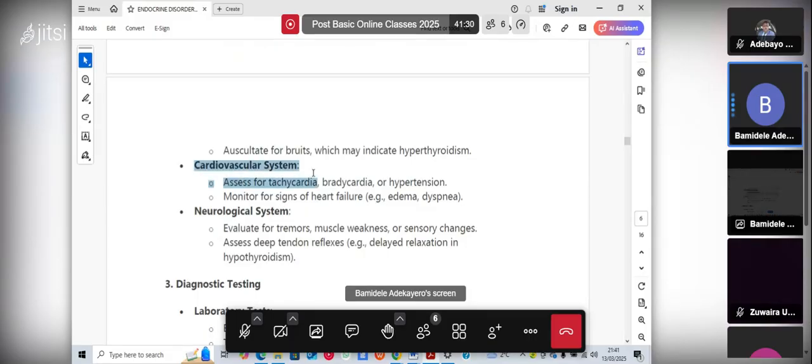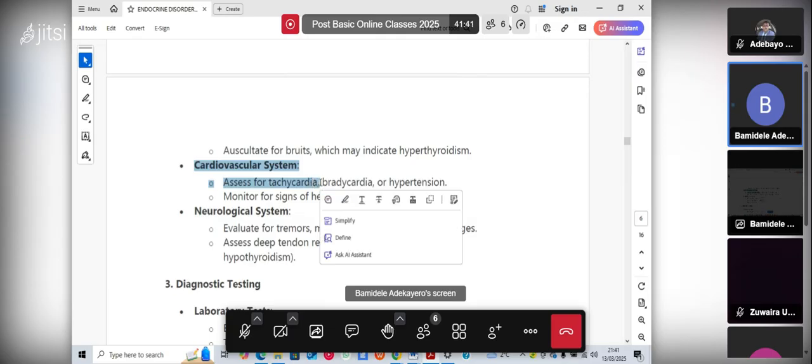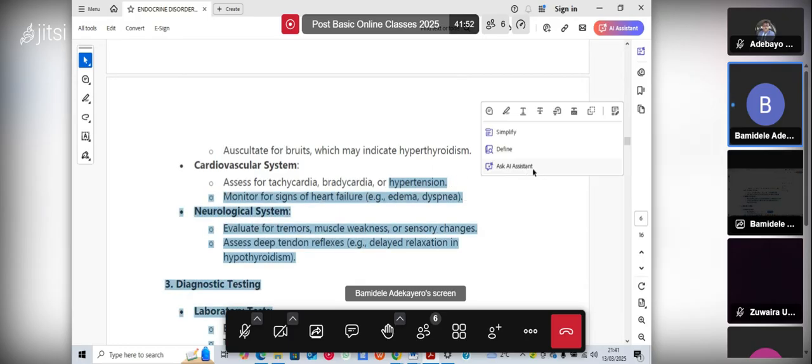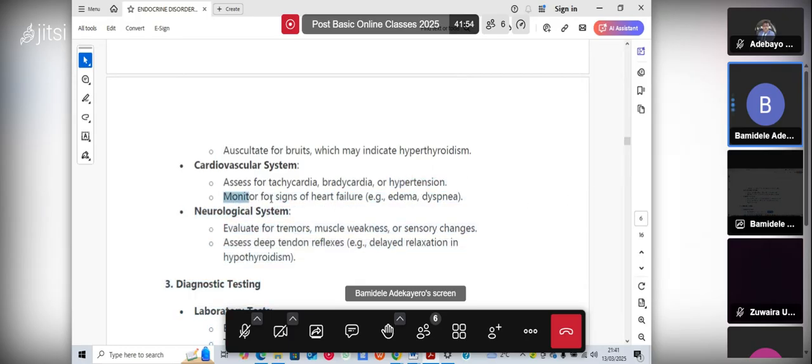The cardiovascular system: if the heart rate is high, tachycardia or bradycardia, if there's hypertension, all of this, they have their function. Tachycardia will tell you if it's probably hyperthyroidism, bradycardia probably hypothyroidism, hypertension probably issues with catecholamines. Monitor for signs of heart failure, and then you move ahead to the neurologic assessment. You see if the person is shaking or if there's any muscle weakness or sensory changes. All of these are very, very important.